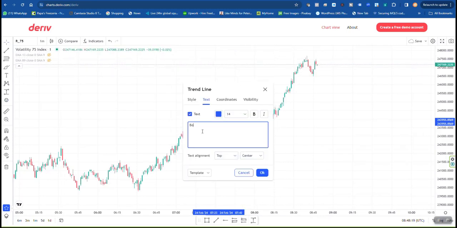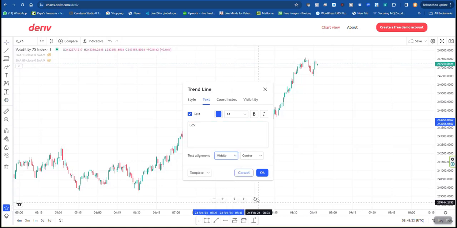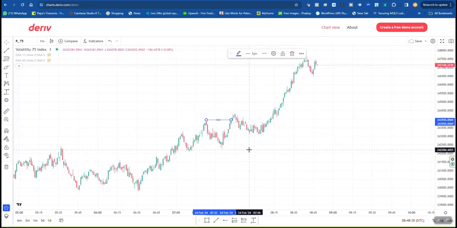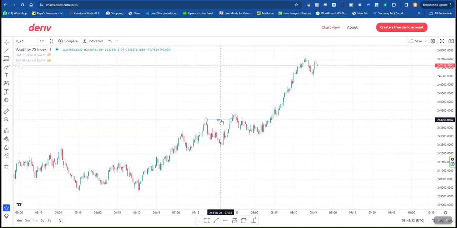And BOS, break of structure. I want it in the center, middle. Okay. And I wanted a small text, 10. Okay. Break of structure. Right.